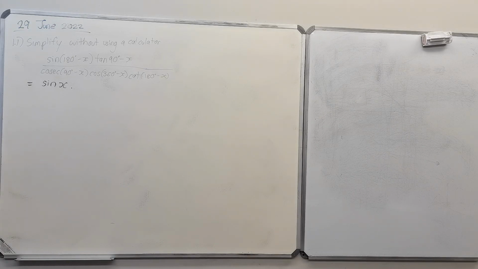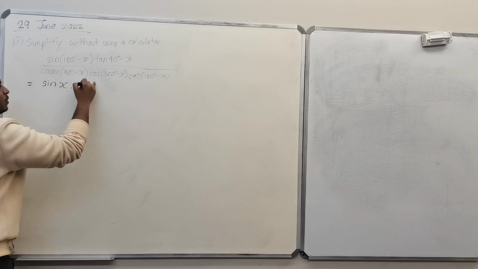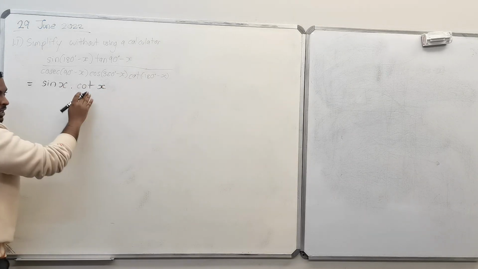90 minus is what? What did I do the other day with you? Saturday? What was the section I did? Saturday's lecture was co-ratios. Remember what we were looking at in co-ratios? 90 plus, 90 minus. So, tan of 90 minus is what? Guys, look at the page under co-ratios. Cot. Right? So this will change into cot x. You understand that?